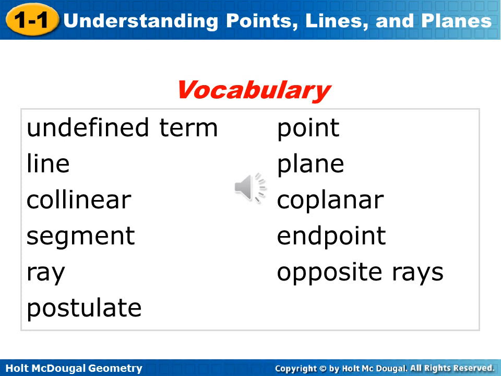The first is undefined term, line, collinear, segment, ray, postulate, point, plane, coplanar, endpoint, and opposite rays. Make sure you write these down on a piece of paper, and you're going to have to keep track of all of your vocabulary, postulates, and theorems for the entire unit and for the entire semester, because as we do proofs, you will need to be able to reference back to them.